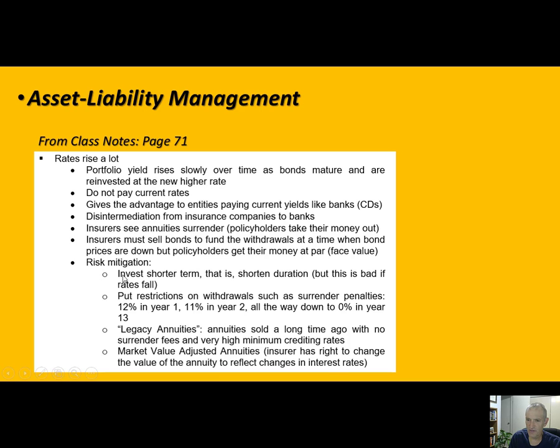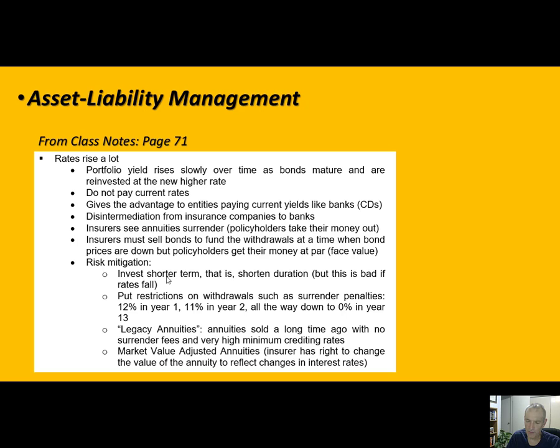So what do you do? You can invest in shorter term investments, but that's going to be bad if rates fall. So we'll see the other side of this. You can put restrictions on withdrawals, like surrender penalties. But most of these companies did that, but with these policies, the surrender penalties fall every year. So they start at 12%, then 11, then 10. So after 12 years, they're zero.